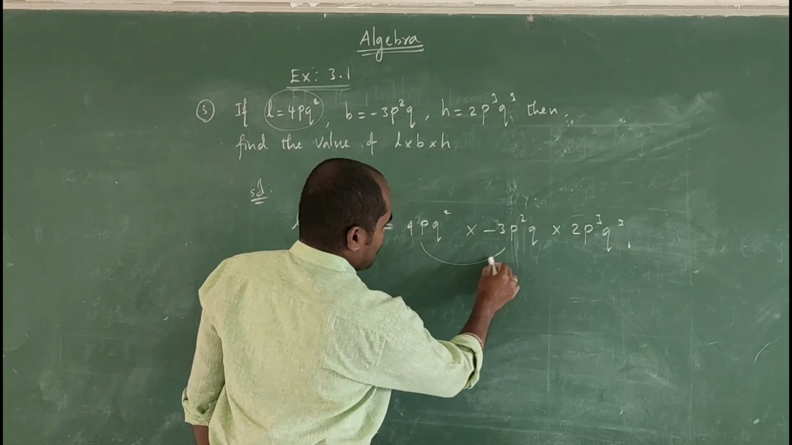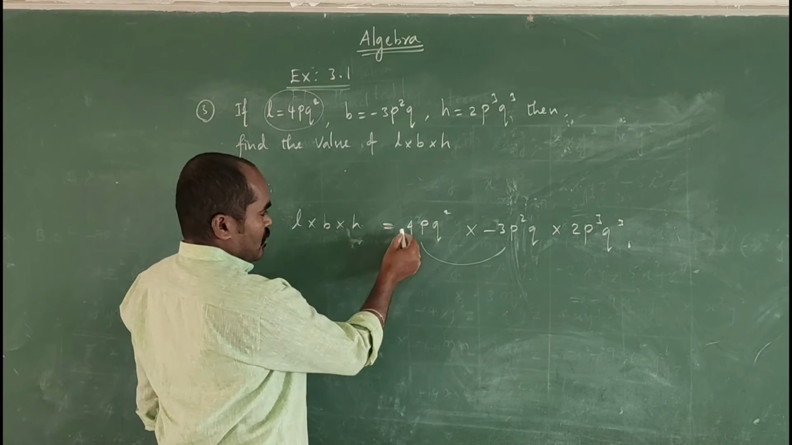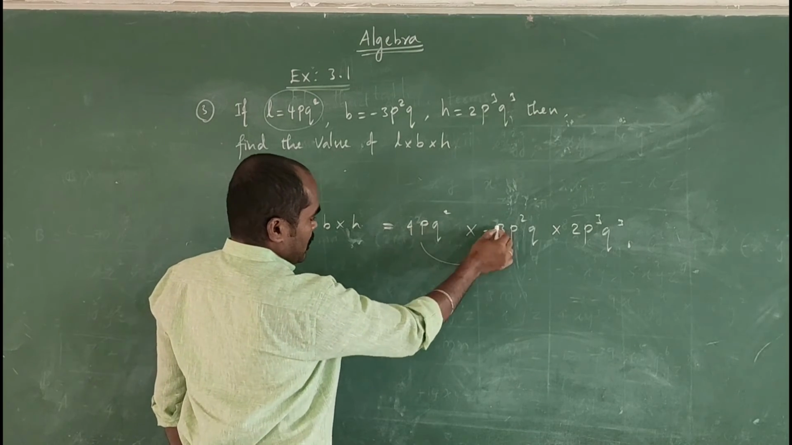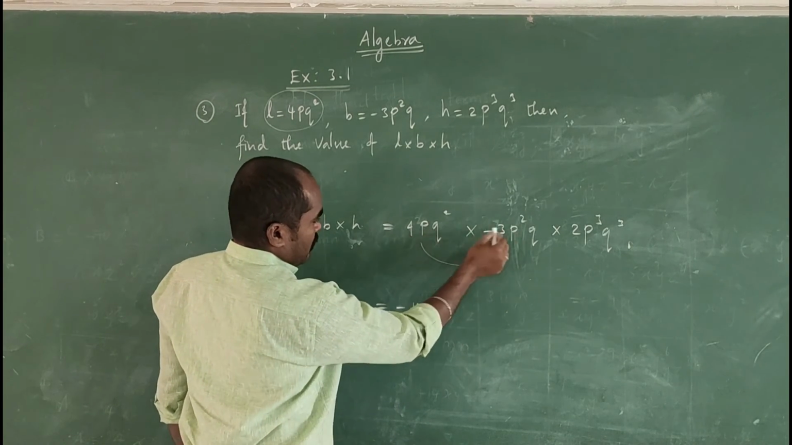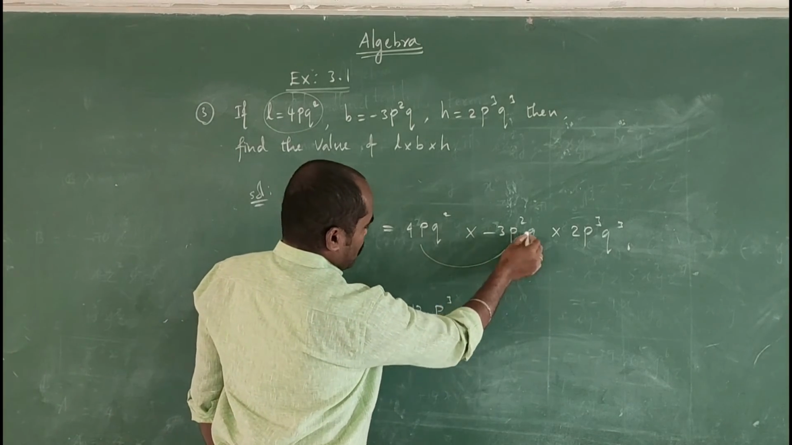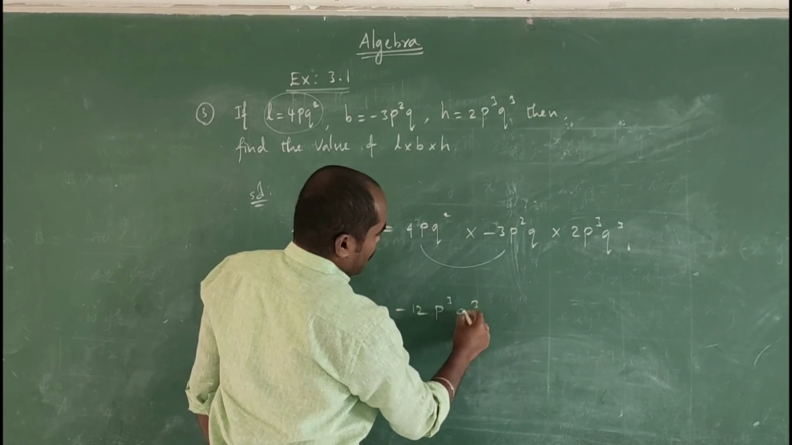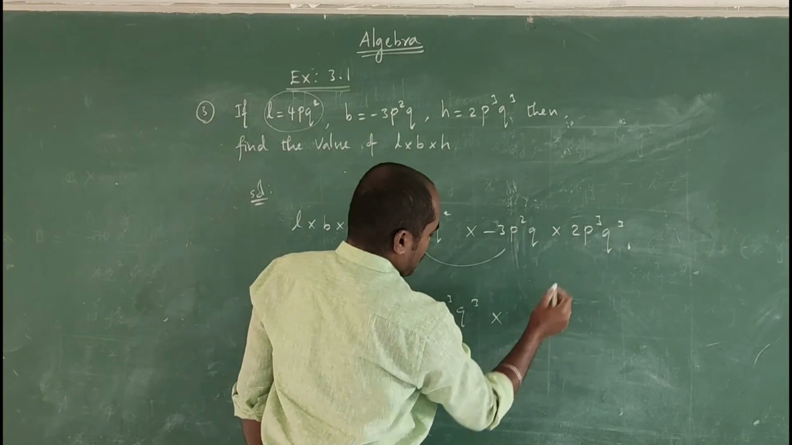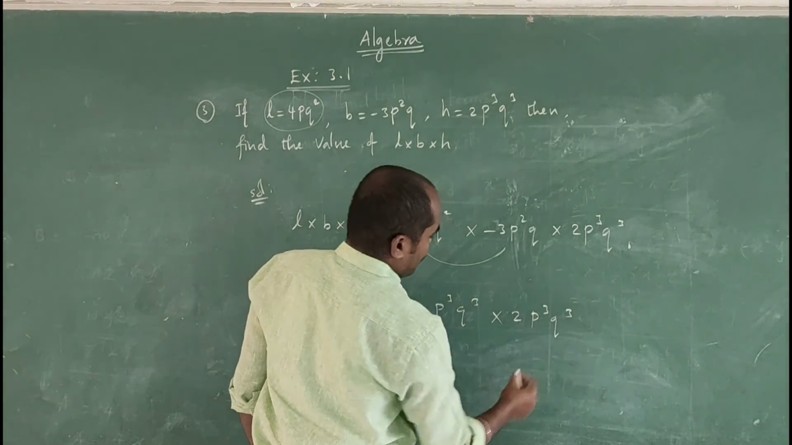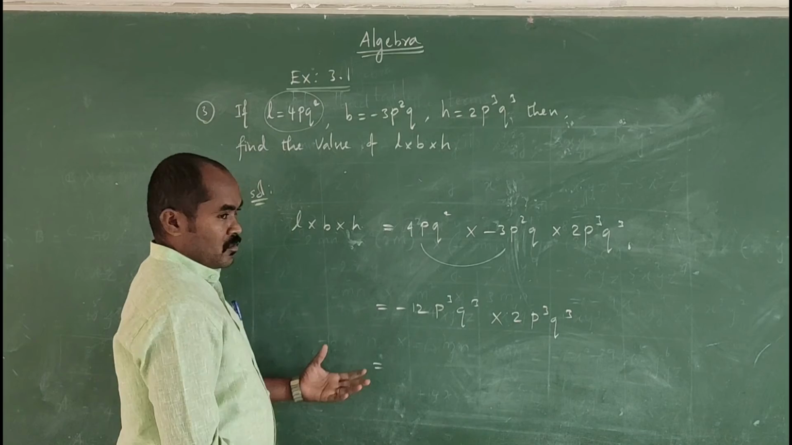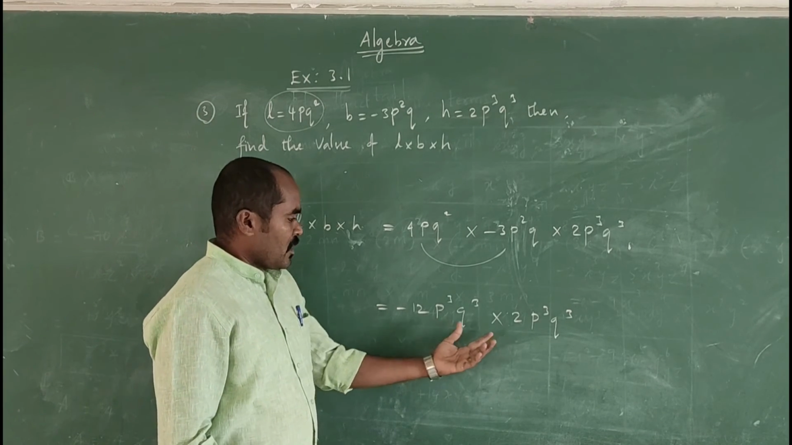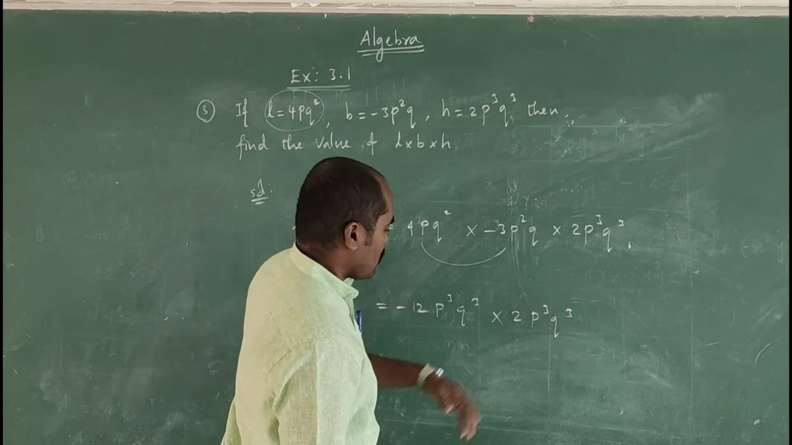First multiply these two monomials. Simple first: plus into minus is minus, 4 3s are 12. p into p square is p cube. q square into q is q cube. Into the last term, 2p cube q cube. Now we have two monomials: minus 12p cube q cube into 2p cube q cube.